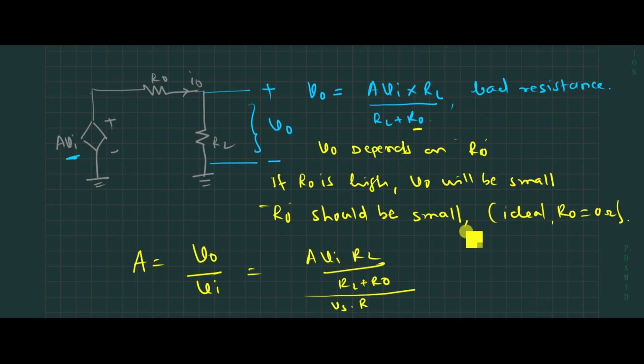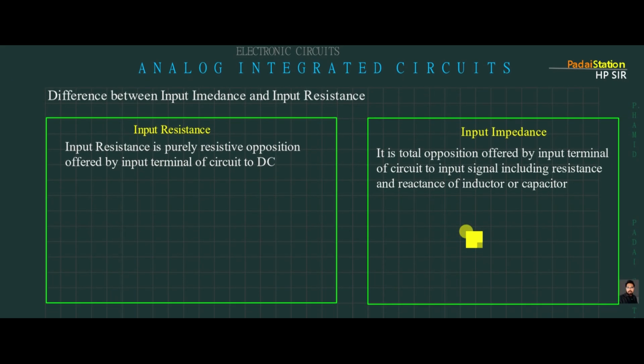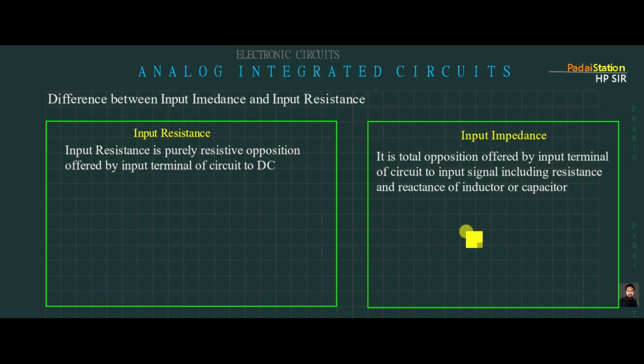Now we have talked much about the input resistance. While writing the ideal parameters of an op-amp, we write input impedance. Sometimes we write input resistance. The most important point is that input impedance is the appropriate word while defining the ideal characteristics of an operational amplifier. So let us understand what input resistance is.